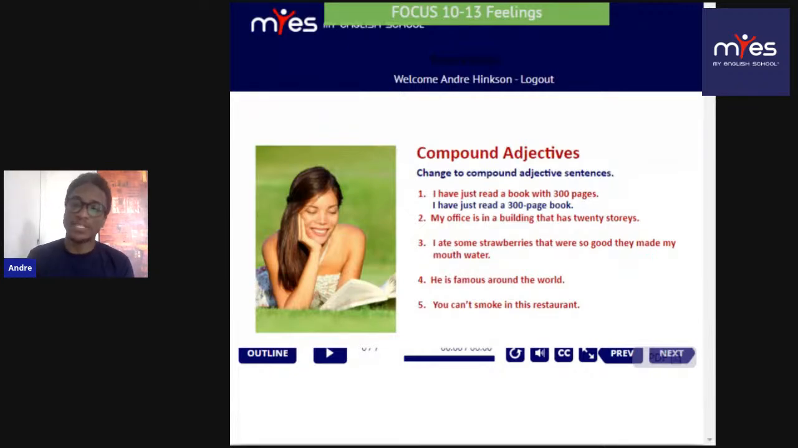So let's look at number 2. My office is in a building that has 20 stories. So, what is the noun here that we're going to be describing? My office is in a building that has 20 stories. For me, I think the noun that we're describing here would be building. So what type of building is my office in? My office is in a 20-story building. So here, 20-story describes the building. So the building has 20 stories, which means it's a 20-story building. So my office is in a 20-story building. Yeah. So you're describing that particular noun. So always look at the sentence to see what is the noun and how is it being described.